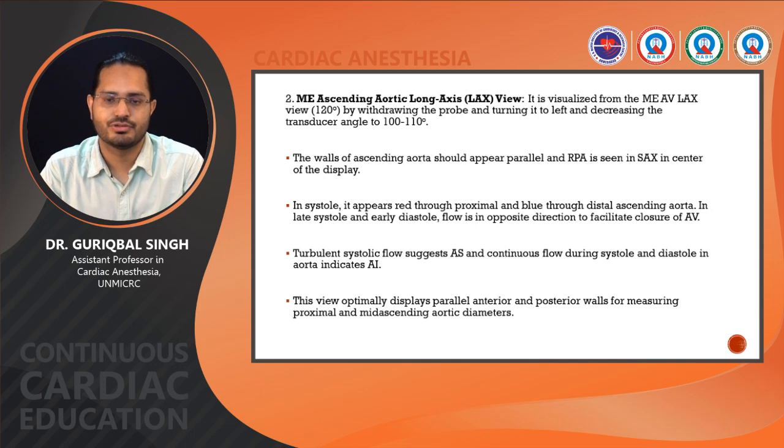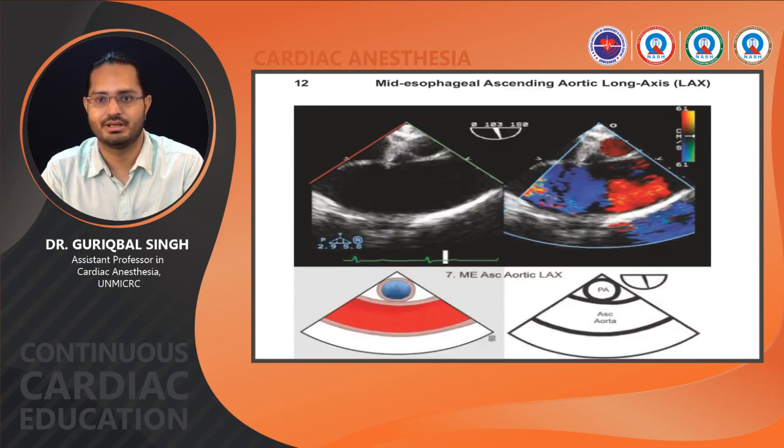The second view to visualize the ascending aorta is the mid-esophageal ascending aortic long axis view, which is obtained from the mid-esophageal aortic valve long axis view by withdrawing the probe, turning it to the left and decreasing the transducer angle to 100 to 110 degrees. So here we'll see the walls of the ascending aorta, which are parallel to each other, and in short axis we can see the pulmonary artery, which is the right pulmonary artery.